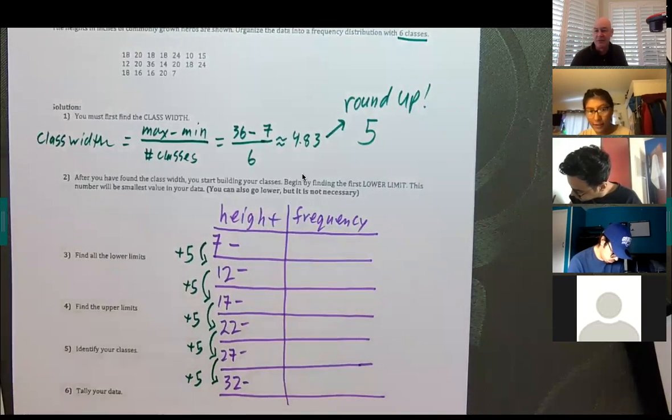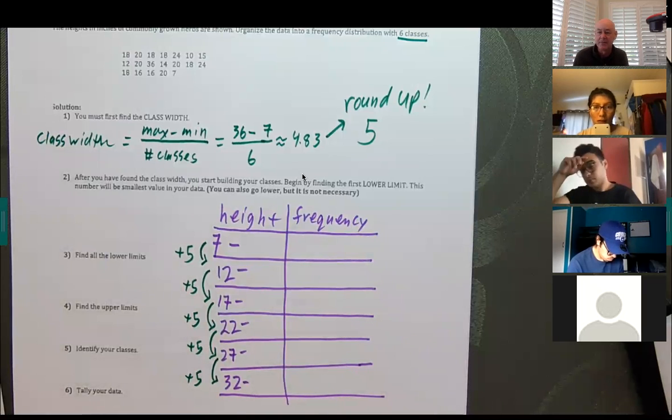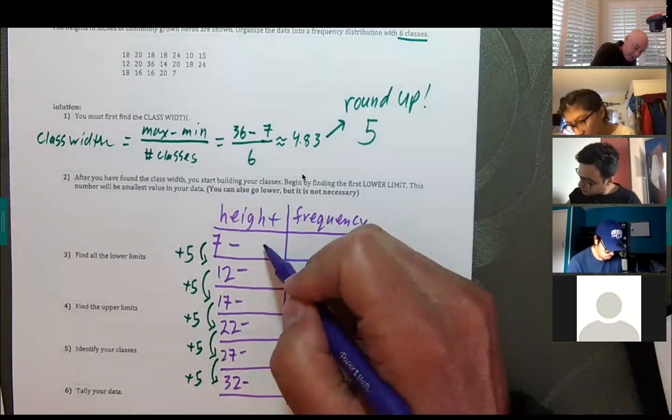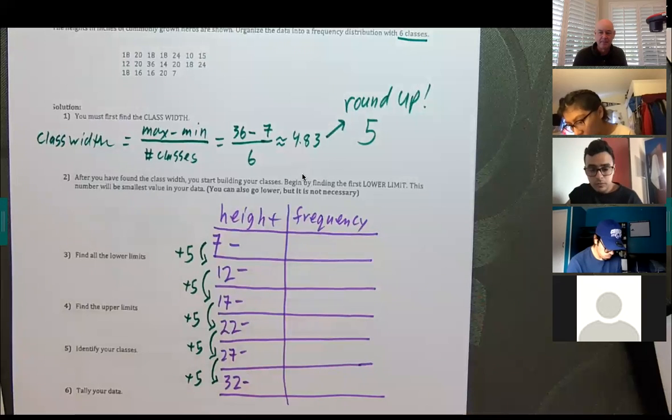Okay. Now, in real life, of course, you would decide how many classes you want to have. What number of classes is going to work best to communicate whatever it is you're trying to communicate with the data. Too few is not going to be useful. Too many, it's going to be too chaotic. Right. Okay. Thank you. Got it. All right. Now we need our upper class limits.